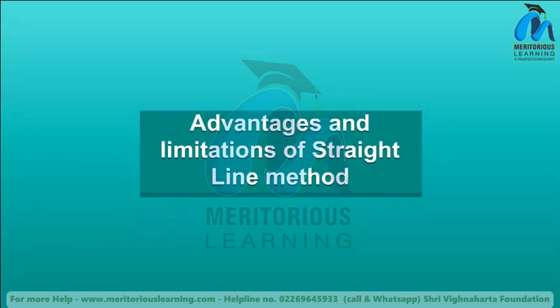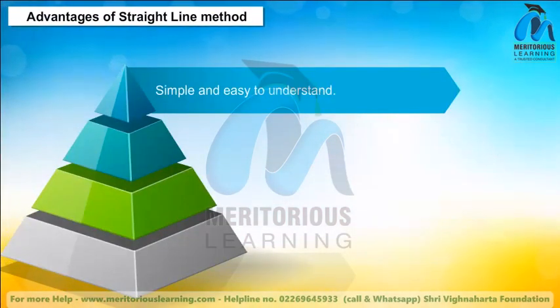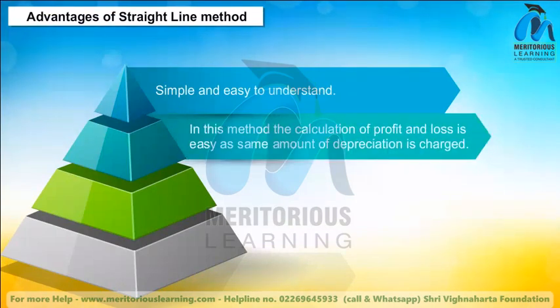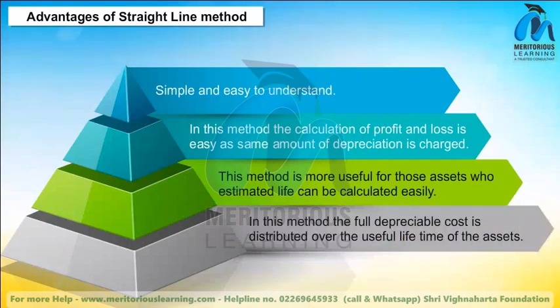Advantages and limitations of straight line method. Advantages of straight line method. Simple and easy to understand. In this method, the calculation of profit and loss is easy as the same amount of depreciation is charged. This method is more useful for those assets whose estimated life can be calculated easily. In this method, the full depreciable cost is distributed over the useful lifetime of the assets.